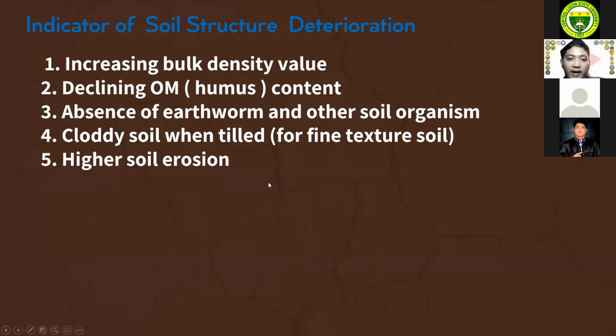Then declining organic matter content, absence of earthworm and other soil organisms. So because the organisms can hardly penetrate the soil, there is a decrease in number of soil organisms. Then cloddy soil when tilled or for fine texture soil, and higher soil erosion. So that's the indicator of soil structure deterioration.